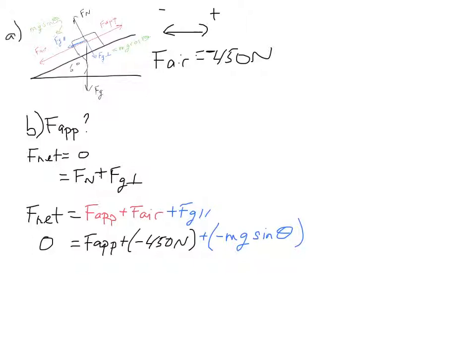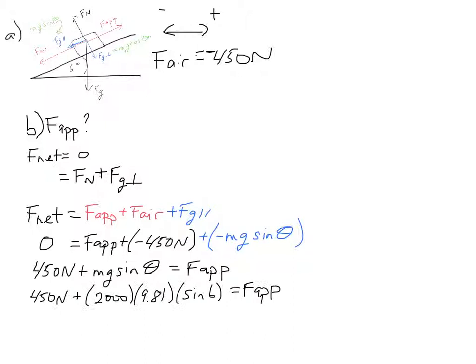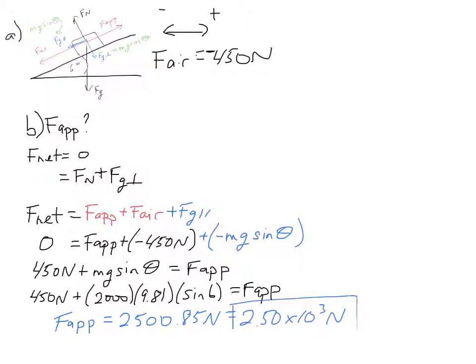So if I rearrange all of this, what I'm going to get is 450 newtons plus mg times the sine of my angle is going to be equal to my F applied. So I can put my numbers in now. So I have my air resistance, 450 newtons, plus my mass, 2,000 times 9.81 times the sine of 6. And what I'm going to get is that my F applied is going to be equal to 2,500.85 newtons, which I would say is the same as 2.50 times 10 to the 3 newtons.